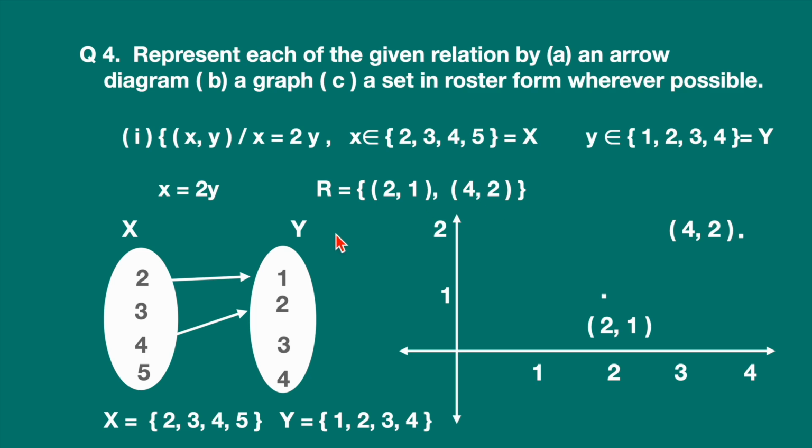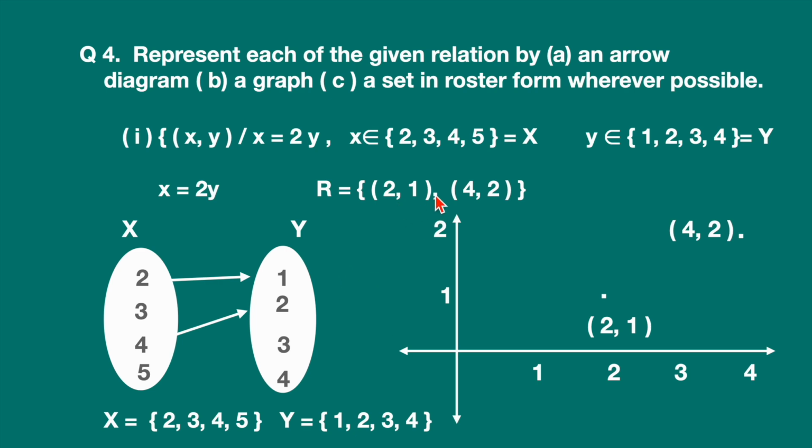So here it is. Now put X is equal to 5, Y is 5 upon 2. Again we will not consider that. So only here you can see the set R relation is (2, 1) and (4, 2). See, (2, 1) and (4, 2).